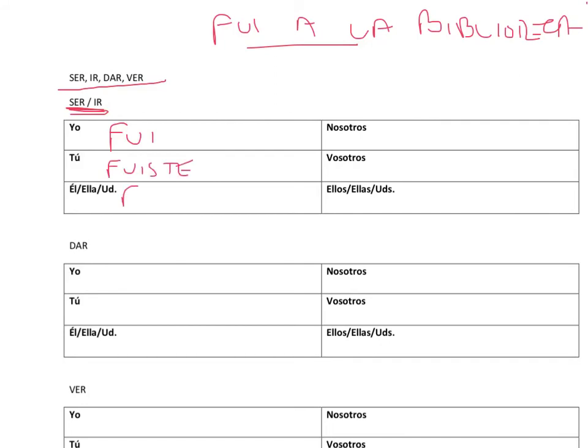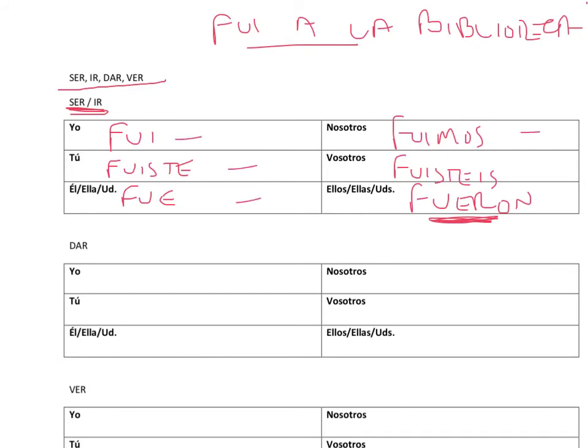Okay? Fui. Fuiste. Nada de acentos. Fue. Fuimos. Fuisteis. And fueron. It's important to note that this is not fue-ron, it's fueron. So again, ser and ir, same thing. You tell the difference based on the context. You have fui, fuiste, fue, fuimos, fuisteis, fueron. It's not fui like "fwee", it's fui. Kind of pronounce it like, put an F in front of the word we, and you get fui.